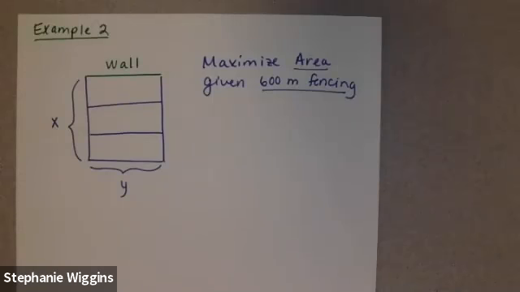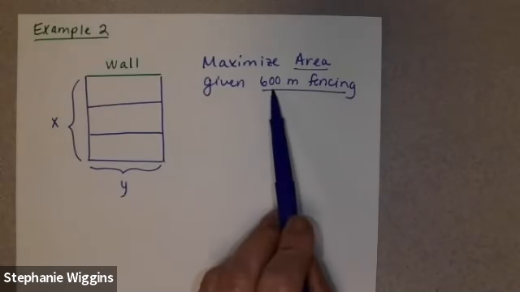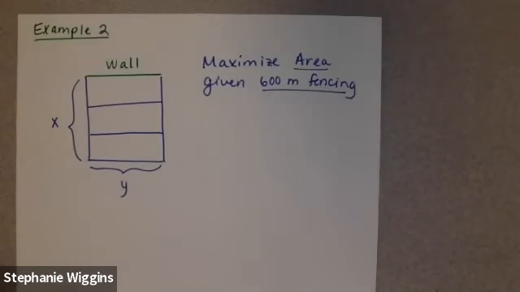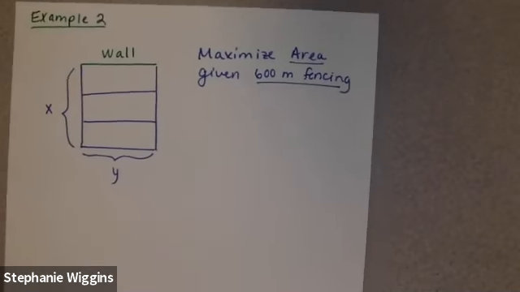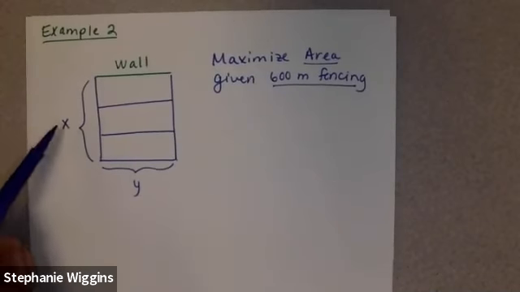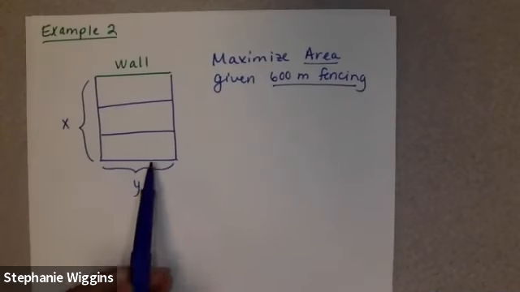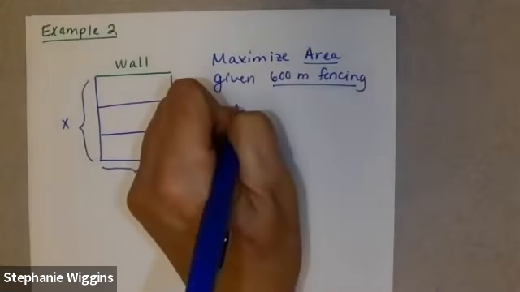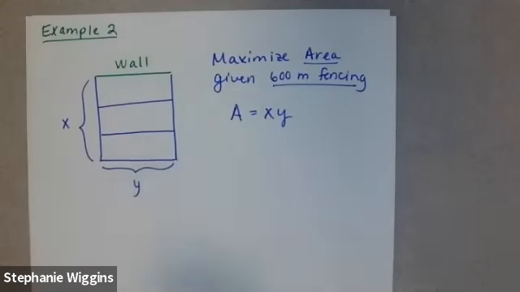Okay, so we have an area that we want to maximize, and normally, if you didn't have a constraint, there would be no maximum. But because we have this 600 meters of fencing as a constraint, we know that this function will have a maximum value. And so, first of all, I need to find the area function. That's simple. That's just the length times the width.